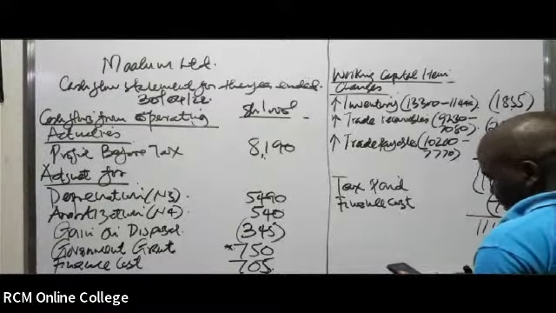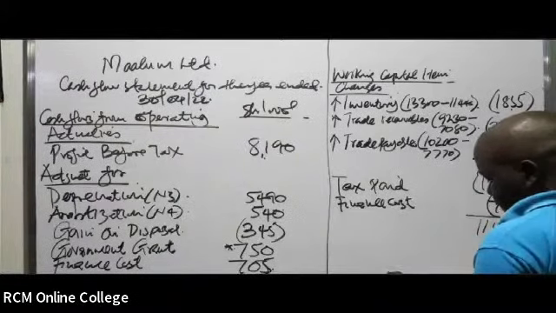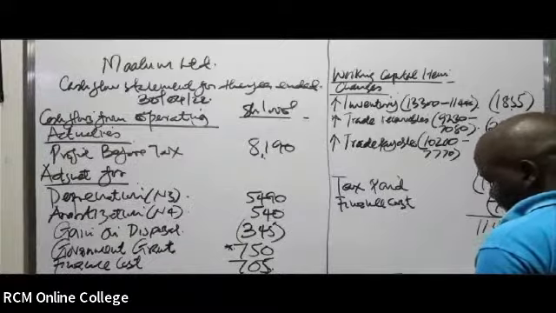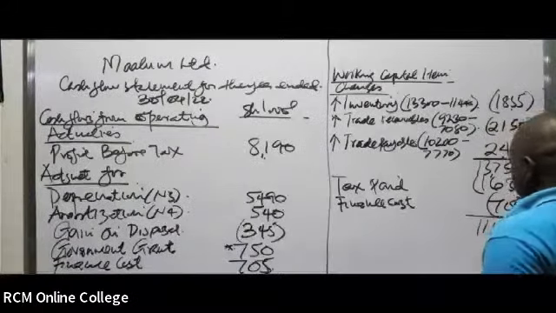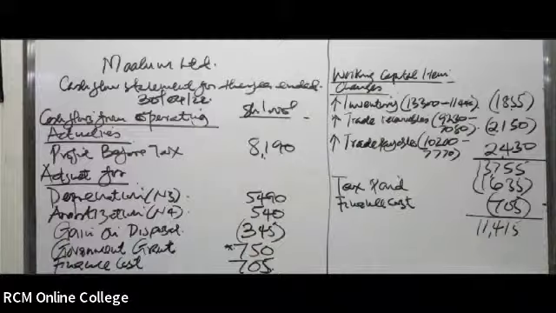So this 13,755, minus 1635, minus 705, you get 11,415. I think it is 11,415. Yes, I can see you're saying 11,415.